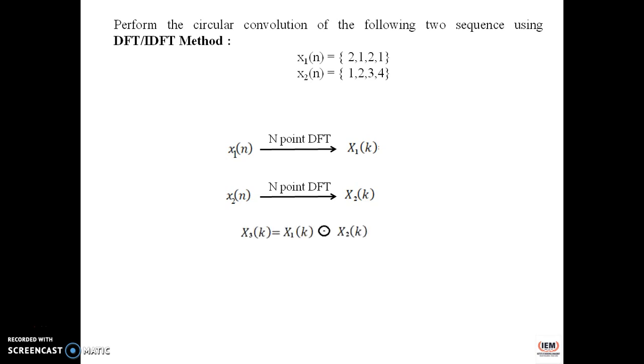Now we perform multiplication of those frequency domain signals, then again do N-point IDFT for the new frequency domain signal, that is capital X3K signal, and we get the new time domain signal as small x3n. The procedure we call circular convolution. The method we follow is the DFT IDFT method.